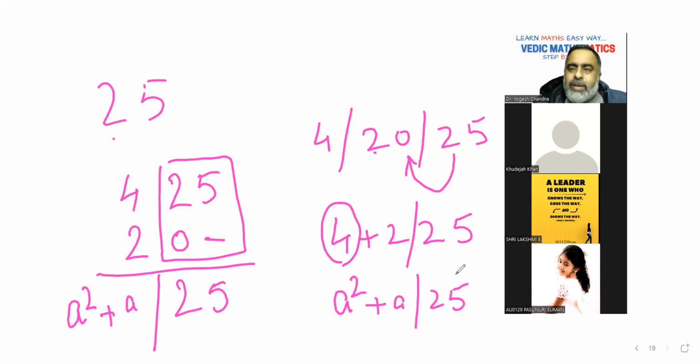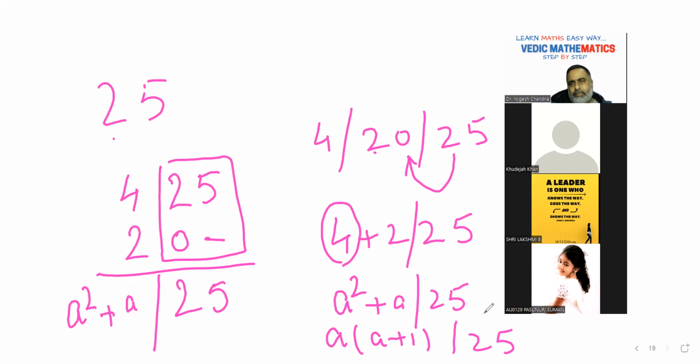If B is 5, you are doing A square plus A. But now it becomes difficult for you. First A square, then A. So if I take A as common, what is this? A plus 1. What is A square plus A? If you take A common, it becomes A plus 1. So whatever is A, we multiply with 1 more. Now clear?